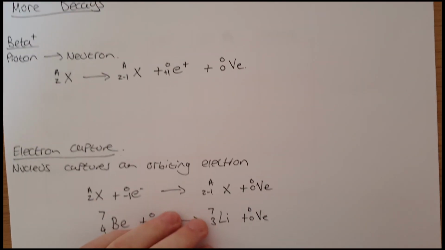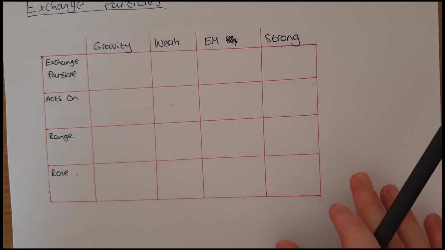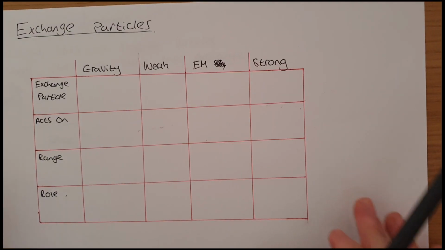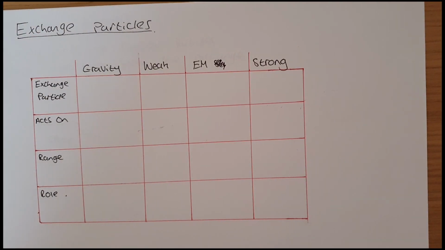So the next thing we're going to focus on today is exchange particles. During particle interactions, for particles to repel each other, for example, if we have two electrons and they come together, we know they experience a repulsive force. And that repulsive force is provided by an exchange particle.